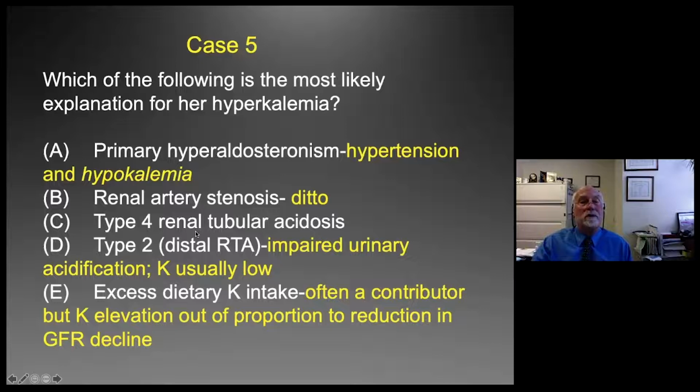So in terms of the most likely explanations, primary hyperaldo, as I mentioned, would give you hypertension and hypokalemia. So would renal artery stenosis, as we alluded to in those previous slides. This was the correct answer, the type 4 RTA. The distal RTAs usually have a low potassium, and high dietary intake often contributes, but it is almost unheard of to cause hyperkalemia in the absence of other factors such as renal insufficiency or meds that interfere with the renin-angiotensin and aldosterone system.